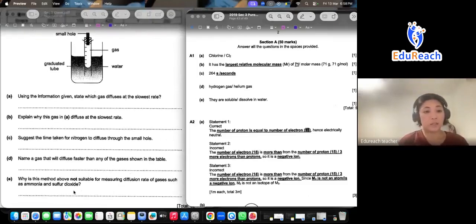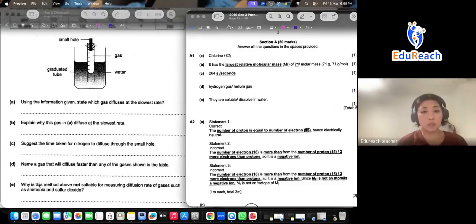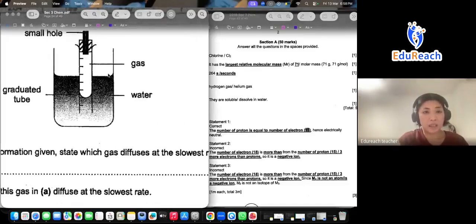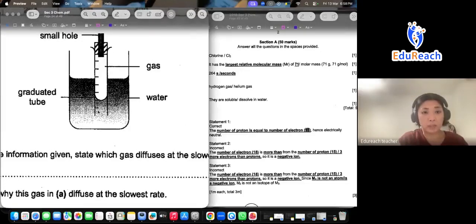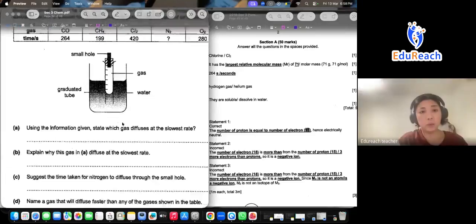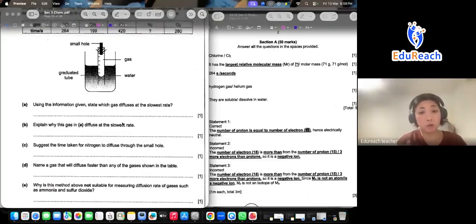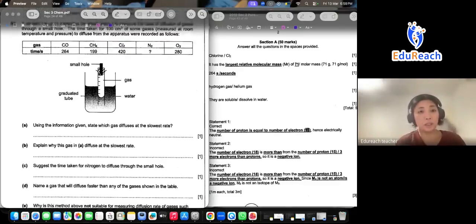Question E, why is this method above not suitable for measuring the diffusion rate of gases such as ammonia and sulfur dioxide? Here, you need to understand the setup. What do we notice? The gas here is in the graduated tube, but what is underneath the gas? Water. Yes, so if you want to measure the rate of diffusion of gases, we must ensure that the gases are not soluble, because if we have a soluble gas in this graduated tube, it is going to dissolve inside the water. Then it will affect the experiment.